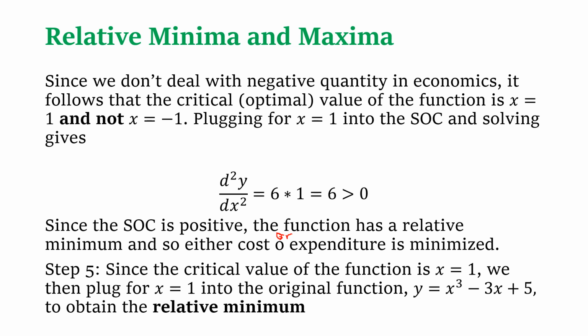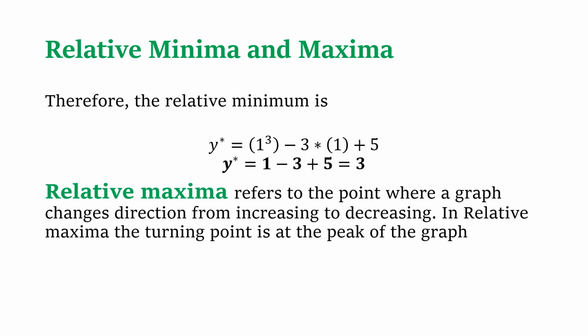Now, since the critical value of the function is x equals 1, we then plug x equals 1 into the original function to get the relative minimum. Now, the relative minimum is obtained as 3. Right? Now, relative maxima refers to the point where a graph changes direction from increasing to decreasing.